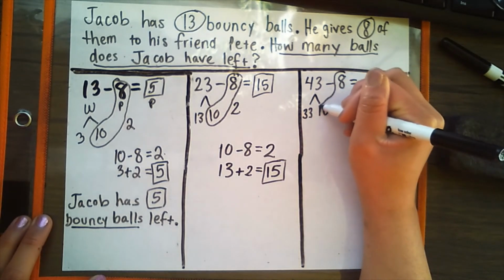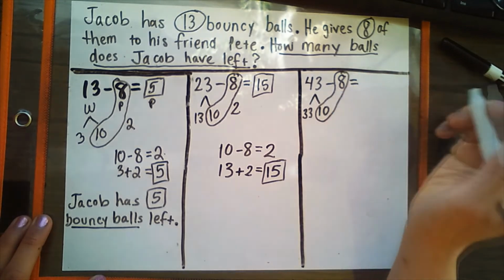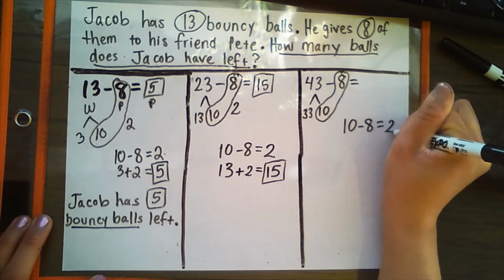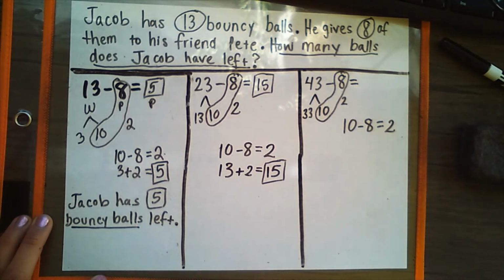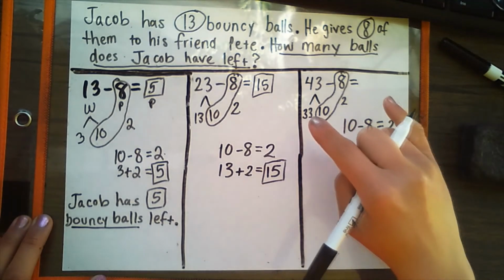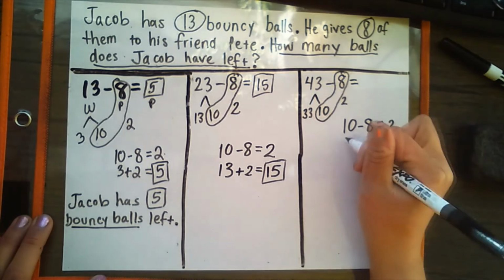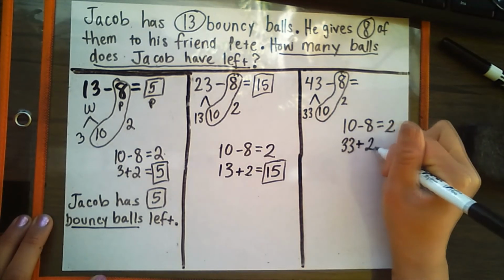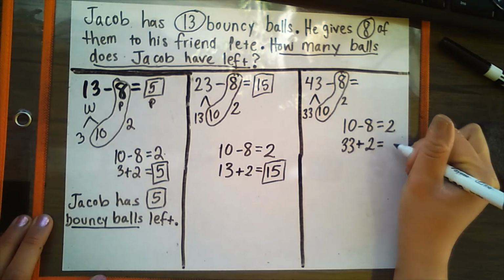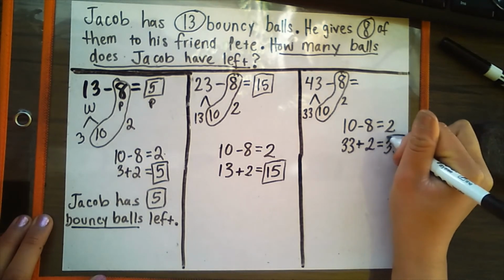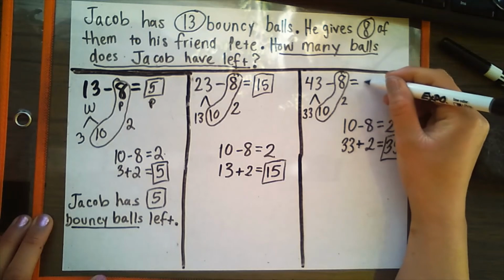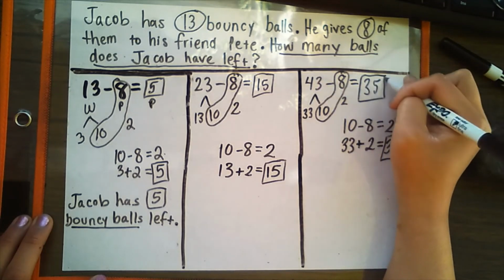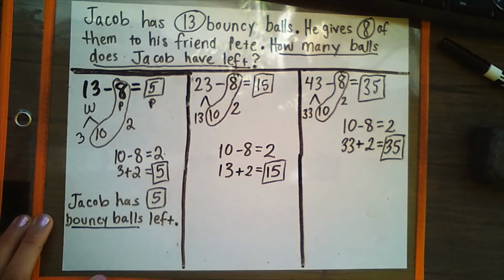Now, I'm going to go ahead and group these friends here. And I'm going to take 8 from 10, which gives me 2. And I'm going to write a baby 2 there. I still have to add our leftover parts, which is 33. That's one of our leftover parts. And then 2 is also a leftover part. 33 plus 2 equals 35. So our solution would be 35. So if Jacob had 35 bouncy balls and he had given away 8 to Pete, he would have 35 bouncy balls left.